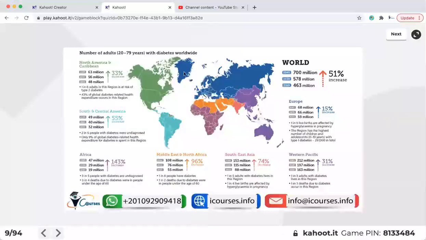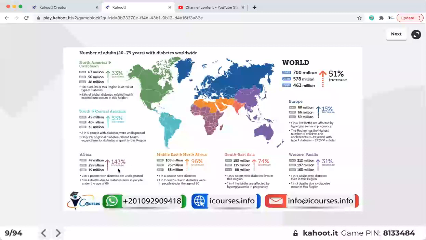This map shows the prevalence of diabetes over the world and how much it will increase over time, from 2019 to 2045. It gives you a clue about how diabetes is evolving. In North America and the Caribbean, there is a 33% increase, while in Europe it's only 15%, Western Pacific 31%, Southeast Asia 74%, Middle East and North Africa 96%.